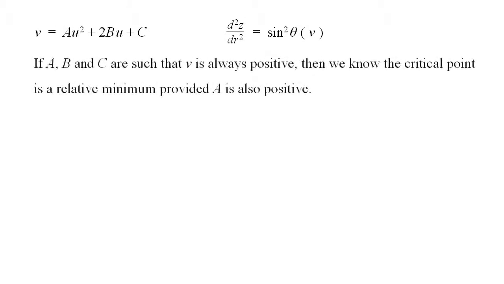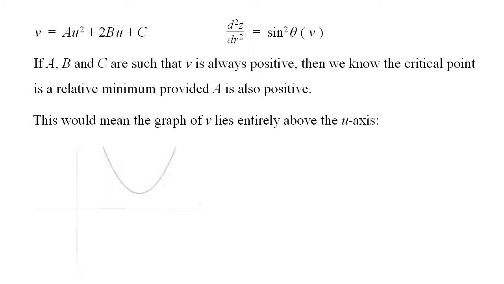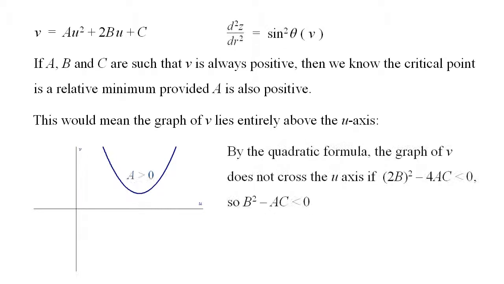If a, b, and c are such that v is always positive, then we know the critical point is a relative minimum provided a is also positive. This would mean the graph of v lies entirely above the u-axis. By the quadratic formula, the graph of v does not cross the u-axis if 2b squared minus 4ac is less than 0. Or in other words, b squared minus ac is less than 0. And by the way, when you apply the quadratic formula here, you have to realize that the middle term is 2bu, not bu.